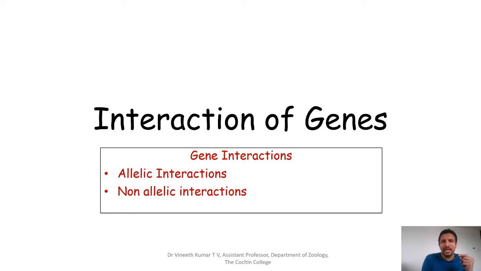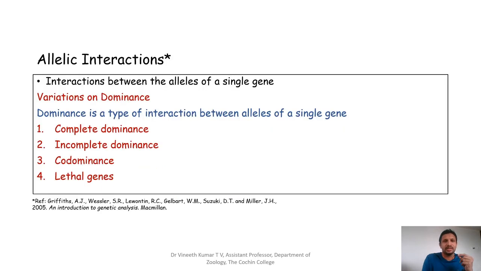First we are going to see the allelic interactions, and in the coming sessions we'll see the non-allelic interactions. The allelic interactions are interactions between the alleles of a single gene, and here we are mainly going to discuss the variations of Mendelian dominance. What are the different interactions that genes involve apart from the dominant trait suggested by Mendel? Dominance is a type of interaction between the alleles of a single gene, and here we are going to discuss four different types of dominance.